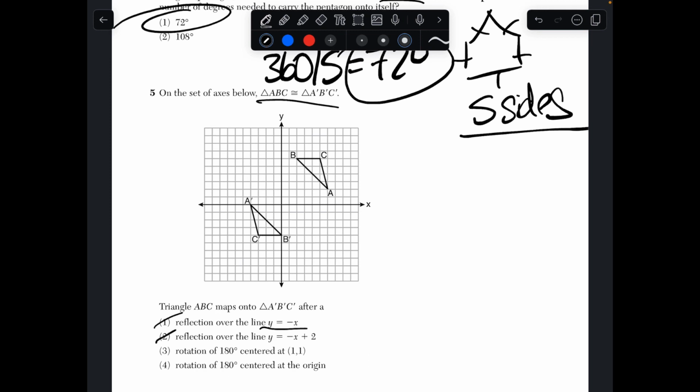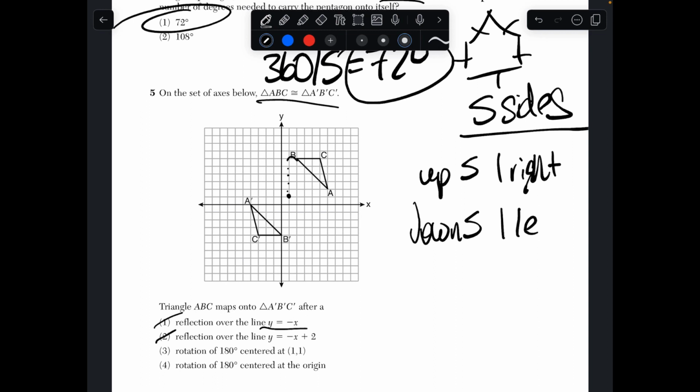These next two questions are focused on rotations. So rotation of 180 centered at 1, 1. So that's about this point right here. If you just focus on B, you would have to go up 1, 2, 3, 4, 5 units and 1 to the right. So up 5, 1 right. So for B prime, you would have to go the opposite: down 5, 1 left. So 1, 2, 3, 4, 5, 1. That checks out.